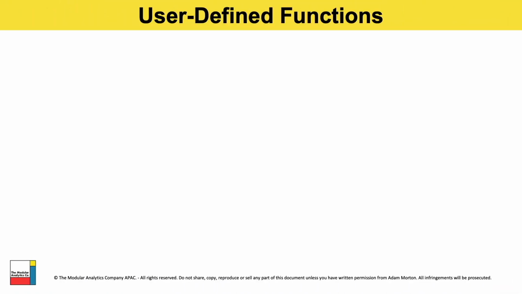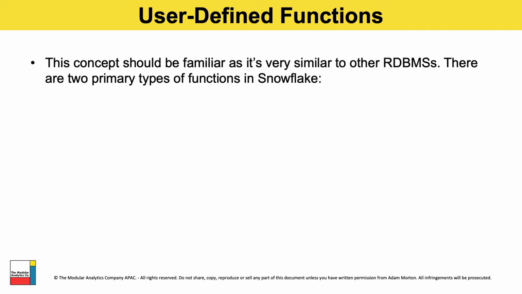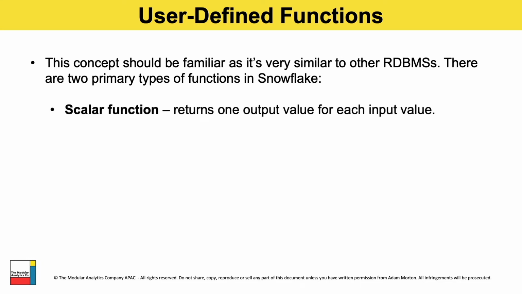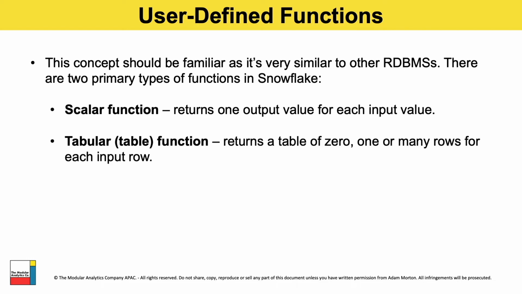Okay, so let's get into user-defined functions in Snowflake. If you're familiar with more traditional relational databases, this concept should be very familiar to you. And there's two primary kinds of functions within Snowflake. One is known as a scalar function, which returns one output value for each input value. And we'll have a look at that in a second in a demo. And then you've got a tabular or table function, which returns a table of zero, one, or many records for each input row.